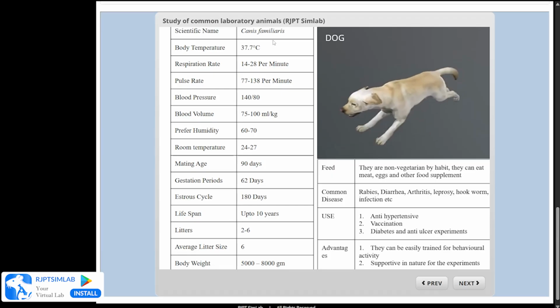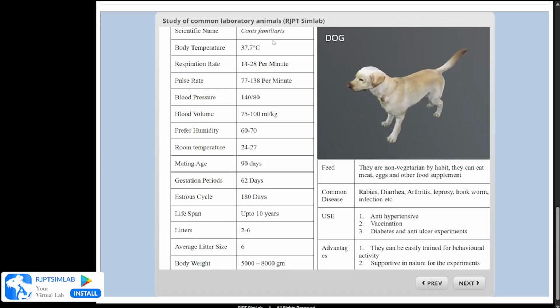The preferable humidity for the dog is 60 to 70%. The room temperature should be 24 to 27 degrees Celsius, ideal. The mating age of dog is 90 days. The gestation period is 62 days. The estrous cycle is 180 days. The lifespan of a dog is up to 10 years. The litters a dog can produce are 2 to 6. An average litter size is 6. And the average body weight of a dog is 5,000 to 8,000 grams.